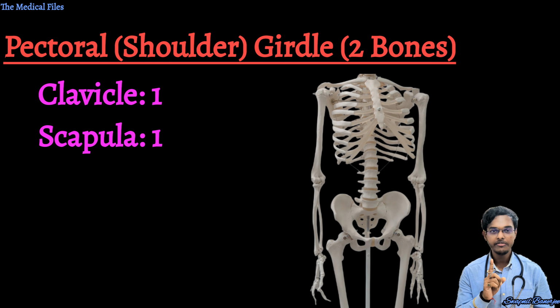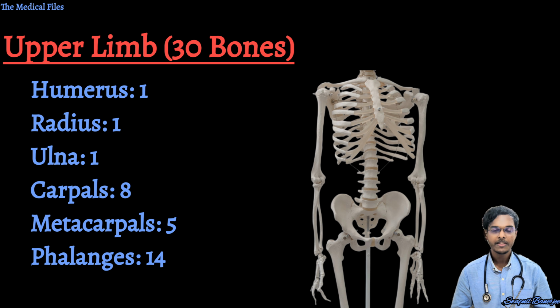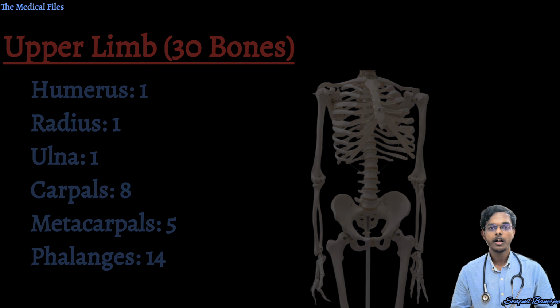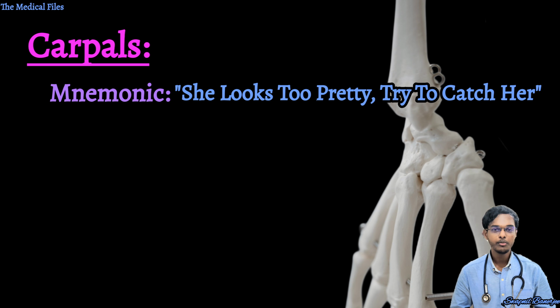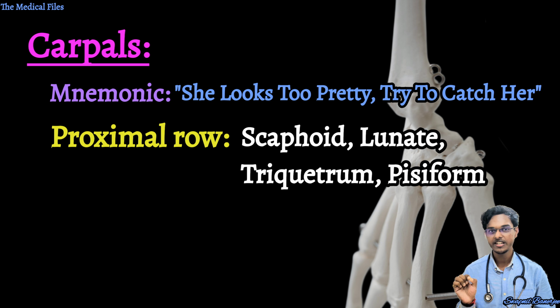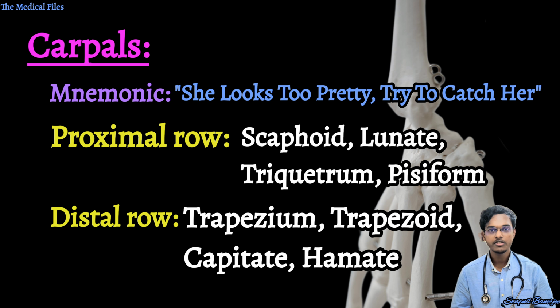So firstly we have 1 clavicle, 1 scapula, 1 humerus, 1 radius, and 1 ulna. Now coming to the carpal bones. For remembering the carpal bones, we shall use the mnemonic: she looks too pretty, try to catch her. For the proximal part, she looks too pretty: S for scaphoid, L for lunate, T for triquetrum, P for pisiform. And then for the distal part, try to catch her: T for trapezium, T for trapezoid, C for capitate, and H for hamate. So that was the complete carpal bones.